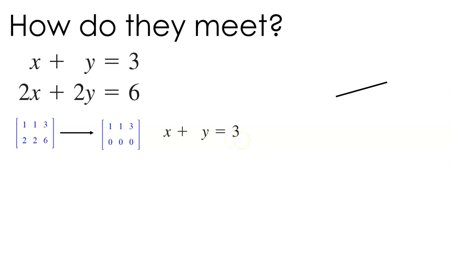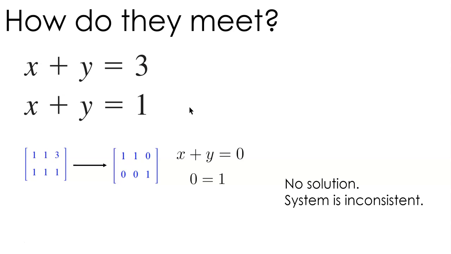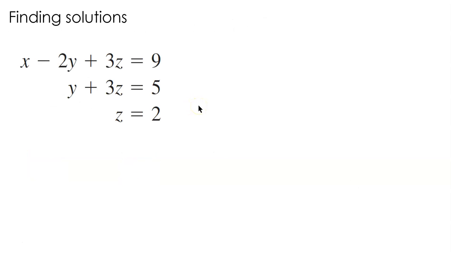Lastly, let's look at x plus y equals 3 and x plus y equals 1. Now you should look at that and go, well, it can't be 3 and 1. We're going to have something weird here. If I put it in reduced row echelon form and put it back in the equations, the first equation is x plus y equals 0, and the last one is 0 equals 1. 0 never equals 1. There's no solution. This is an inconsistent system. They're parallel lines.